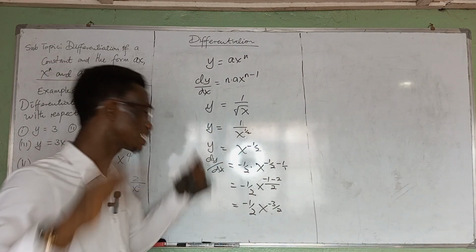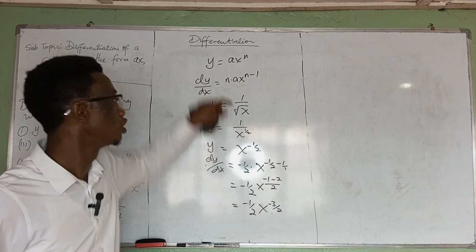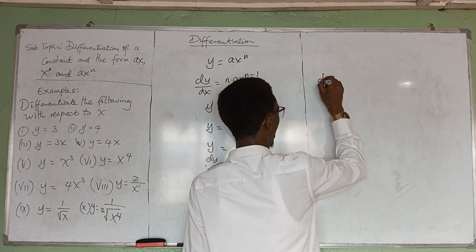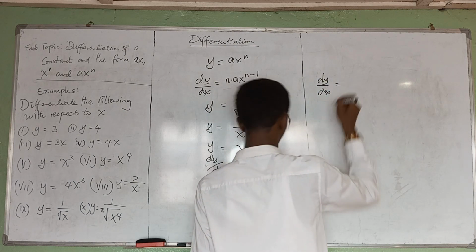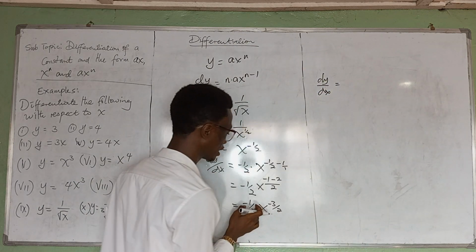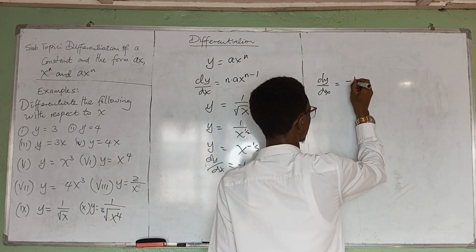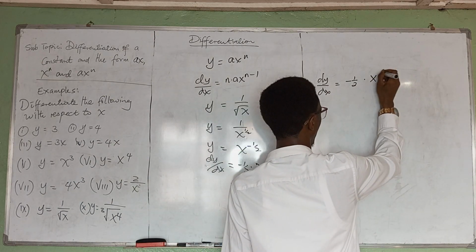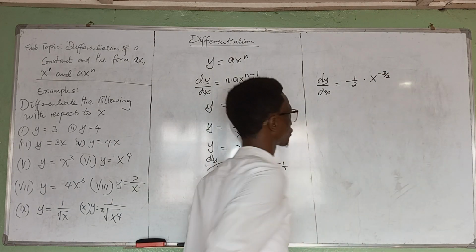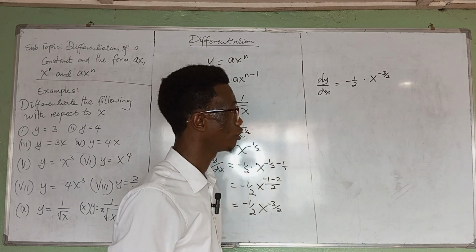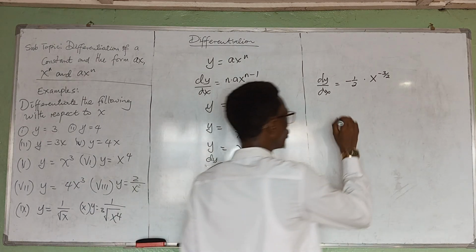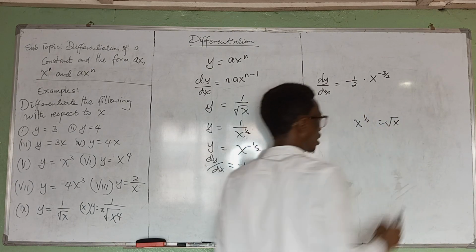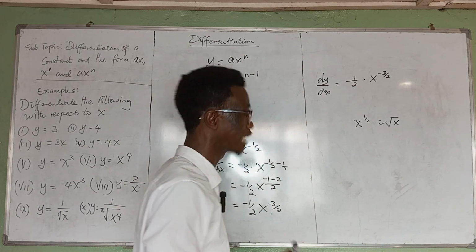Now the next thing, you have to take this again to this form. Let's see, dy by dx becomes, let's separate these two. This is the same as minus half multiplied by x raised to the power minus 3 over 2. Now one thing you should know: when we have x raised to the power half, this is root x. Okay, that's root x.